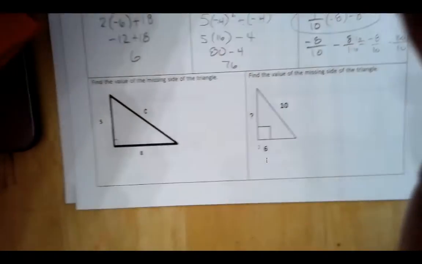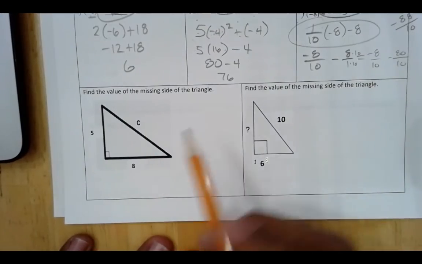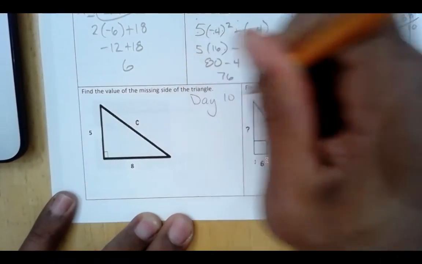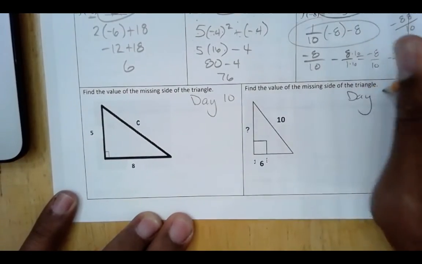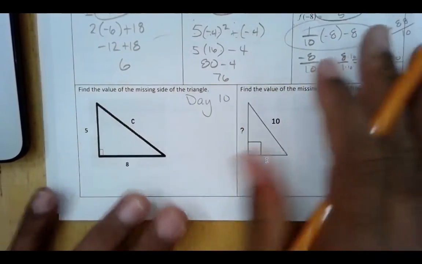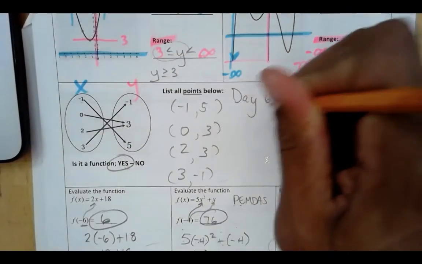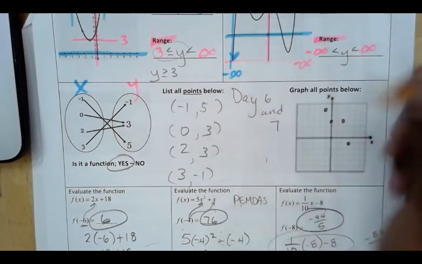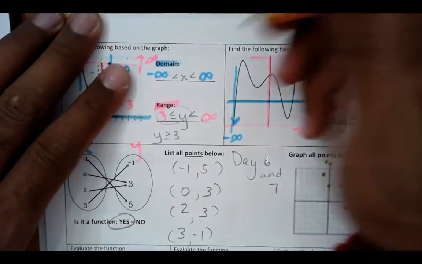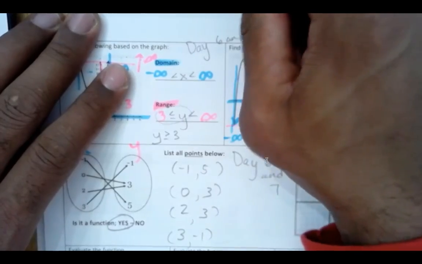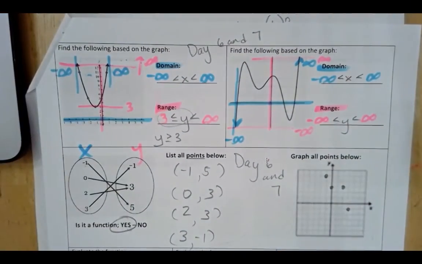Okay, the last one down here is Pythagorean theorem. So this is all day 10. These are day 10 notes. Matter of fact, I should be writing these in. This is all review on this last one here. Okay, this section comes from day 6 and 7. And so does this up here. This is day 6 and 7. Okay, if you want to go back and look at your notes for these sections.